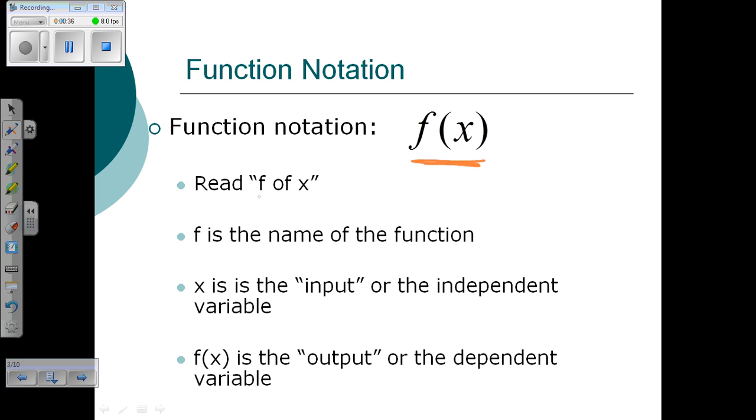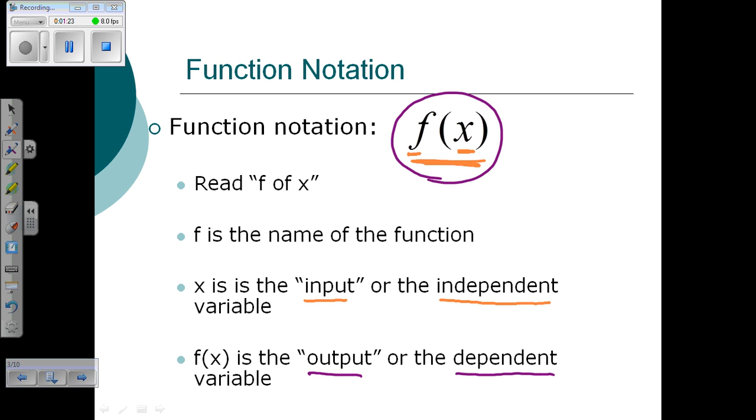It's read f of x, not f times x. F itself is just the name of the function. F is used often because it is the first letter in function, and also g of x, h of x, but really it could be any letter to name the function. X, the thing that's in the parentheses, is the input or the independent variable in your function. So whatever's in the parentheses, that's the input. F of x itself, the entire thing, is the output or the dependent variable.